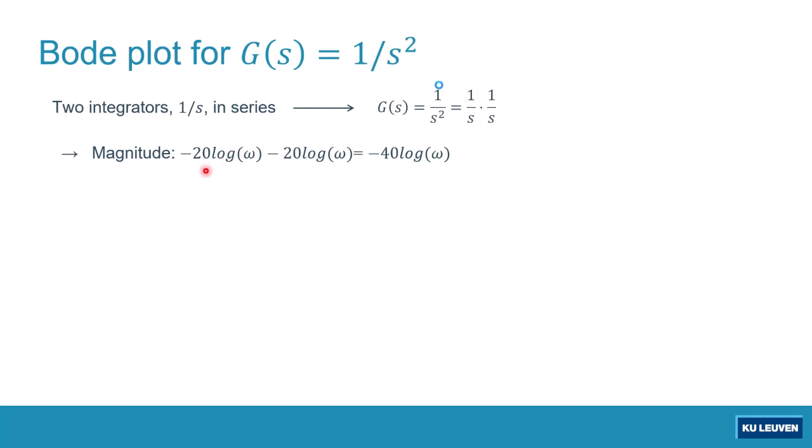The magnitude plot will be just simply equal to the superposition of two integrators. For a single integrator, we have already derived before that the magnitude will be equal to negative 20 log omega. So for a double integrator, the magnitude plot will be just simply equal to negative 40 log omega. What about the phase? Again, we have double integrators here. The phase plot will be just a summation of the phase of a single integrator. In short, the phase plot will be equal to negative 180 degrees all over frequencies.